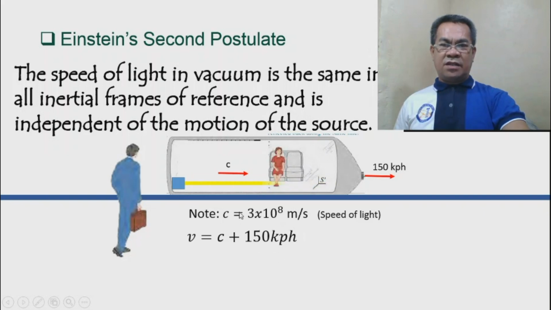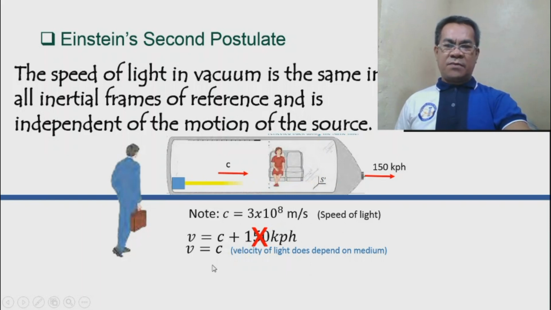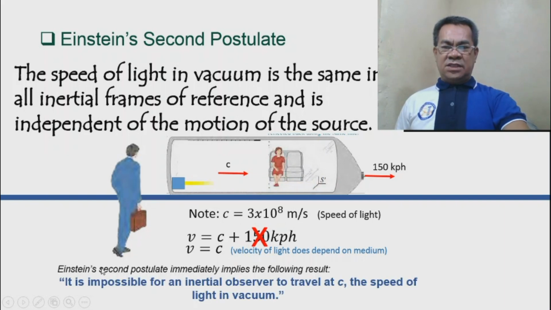Okay? Now, according to the second postulate, this is not true. This is actually not included, because Stanley says that the speed of light is c, and Mavis says the same. The speed of light does not depend on the medium and does not depend on the source. Okay? Now, this is the second postulate.